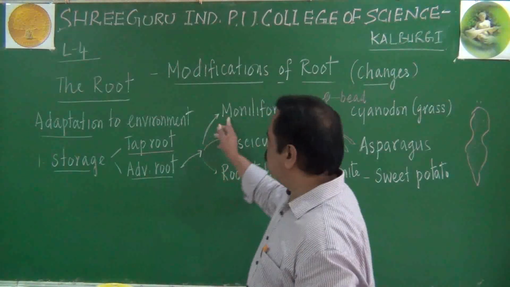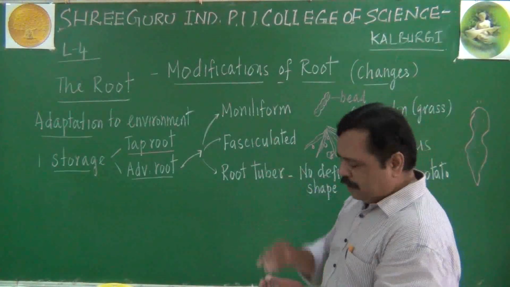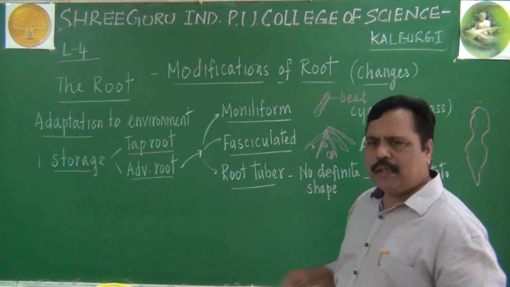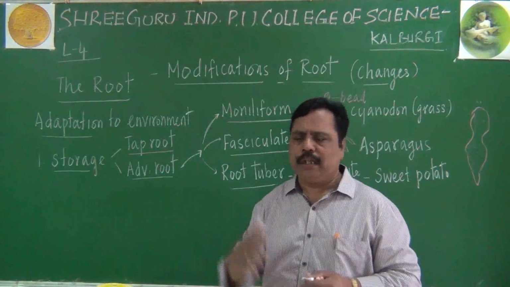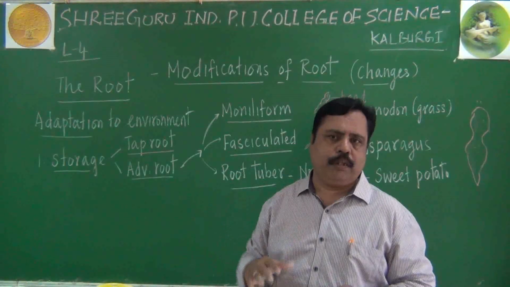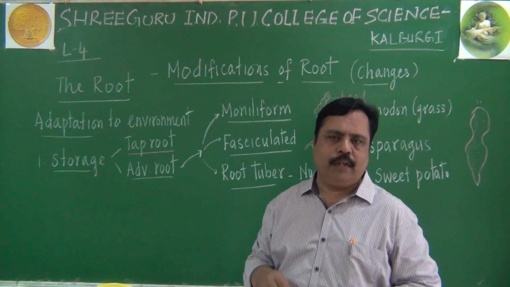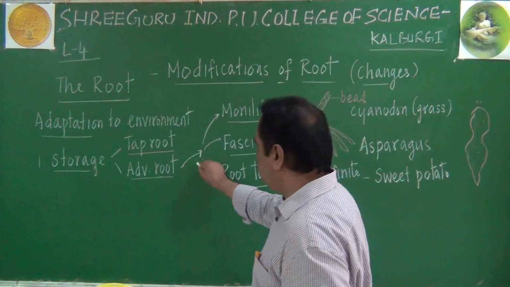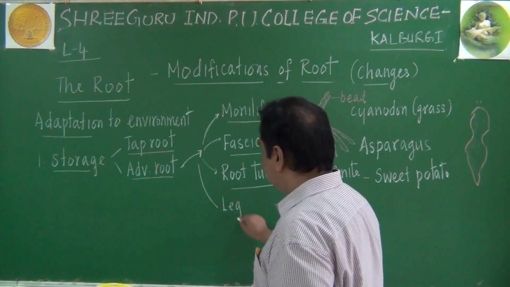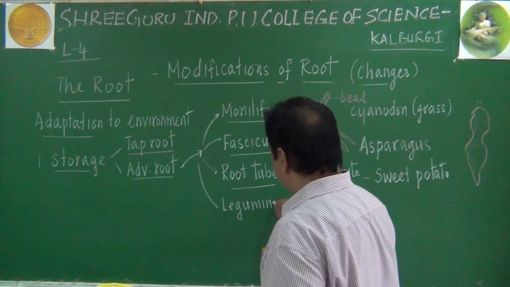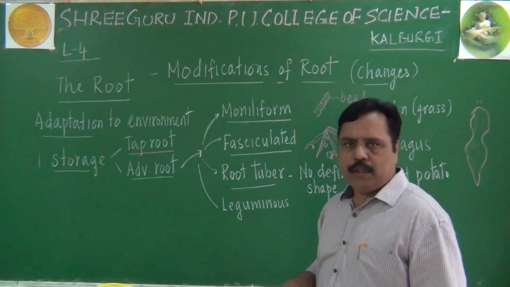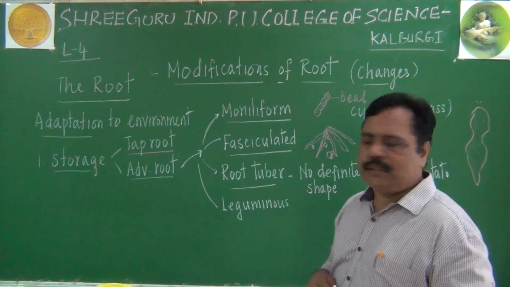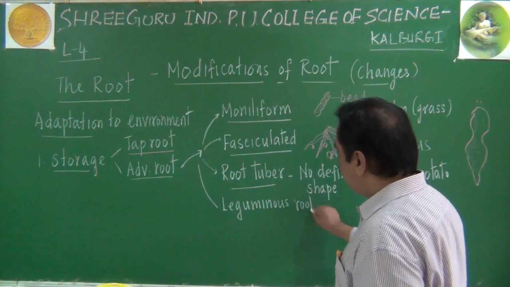For adventitious root, I told you three examples: moniliform, fasciculated and root tuber like that. In addition to that, there are many types. There are some roots which will be palm shaped, palmate root we are telling. There are certain roots which will be having legumes in it. You may be knowing leguminous roots we are telling. In leguminous roots, nitrogen can be stored. Protein can be synthesized. By using that nitrogen, amino acid and protein can be synthesized. They are called leguminous roots.